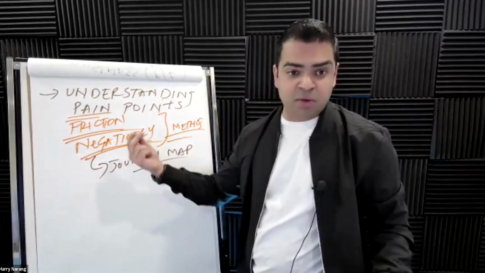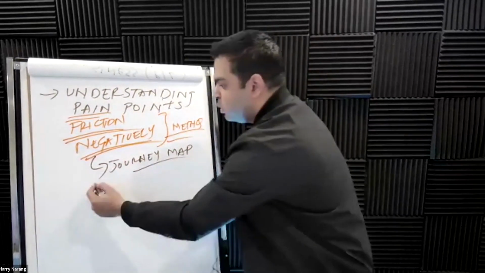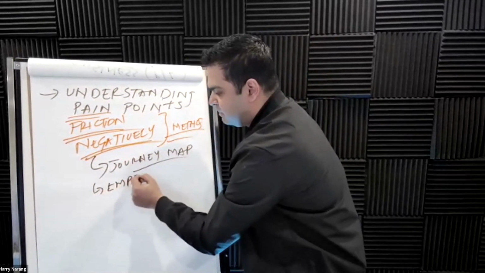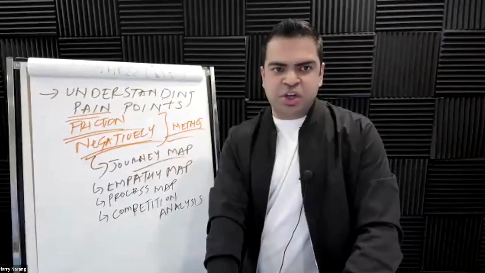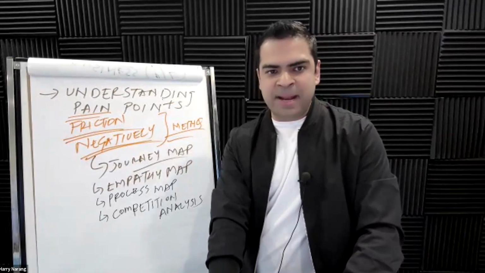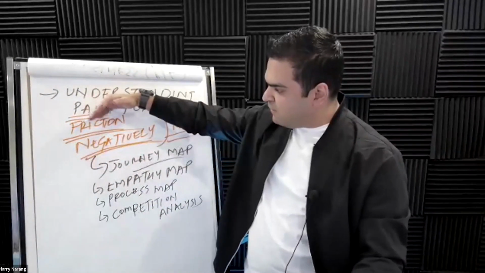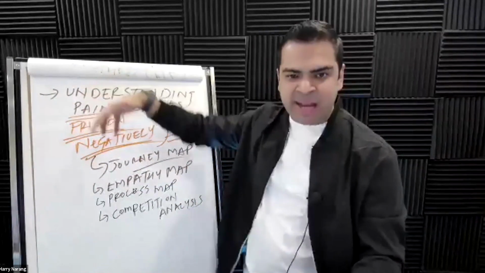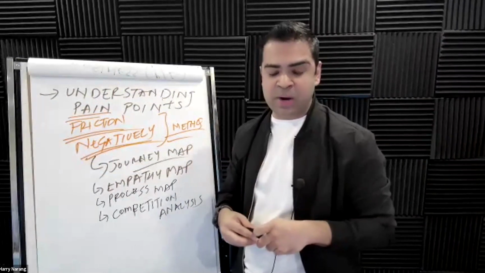So this again involves multiple iterations, interviewing customers. We use tools like empathy maps. So the goal here is to use research, data analysis, competitive analysis to understand where we have friction, negative impact, or pain points building in our process so that we can address the right things.